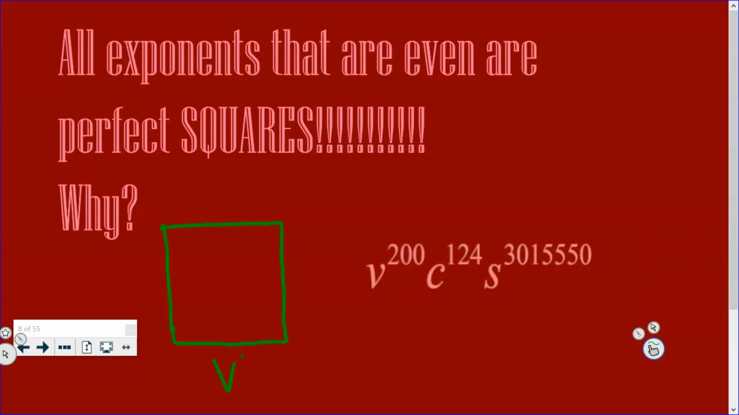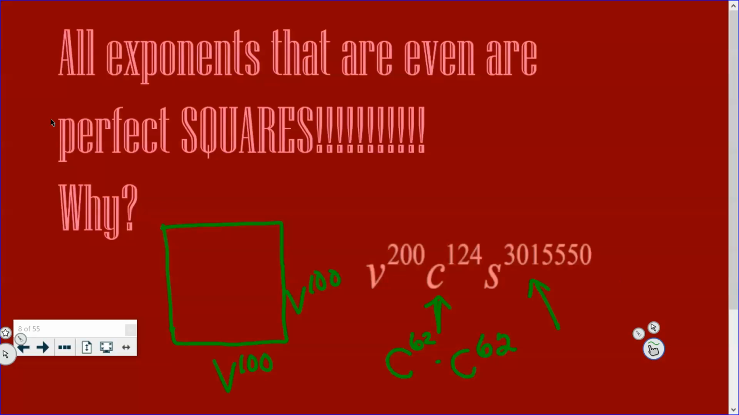So if I had V to the 100 and V to the 100, remember when you multiply exponents with the same base, you add the exponents. That would give me the area of a perfect square. This would give me the area of a perfect square. That other one, I'm not even going to embarrass myself trying to cut in half right now. If that's cut in half, that would give me a perfect square.